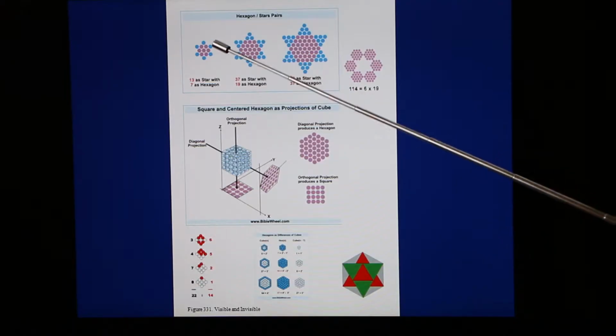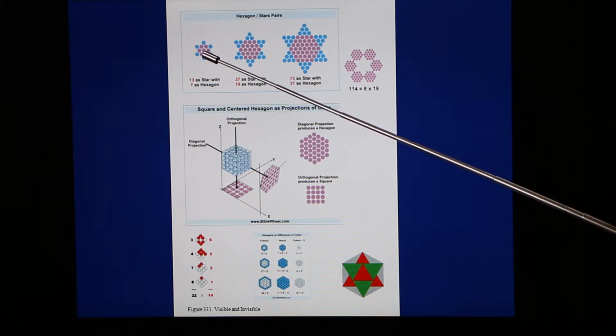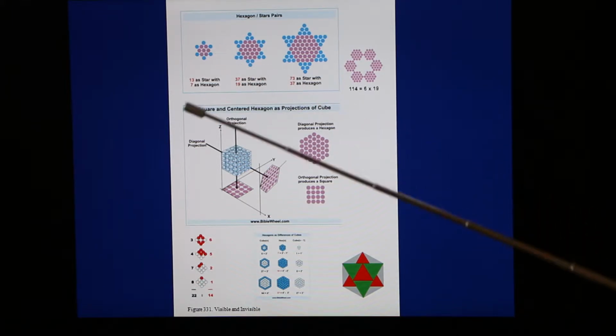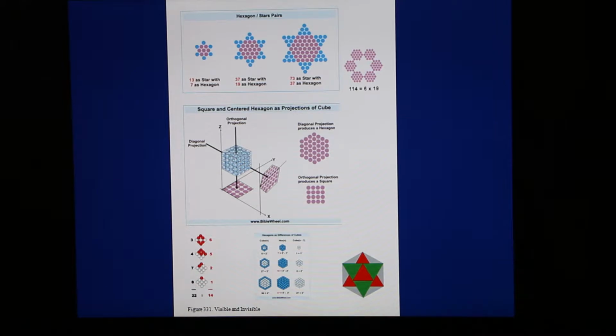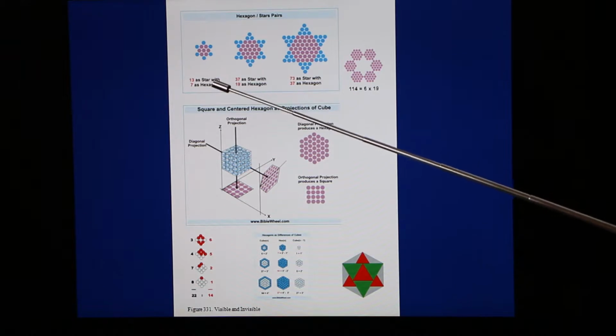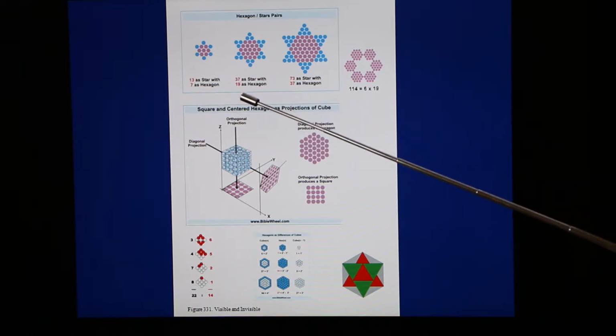But then you start to see very curious combinations. That is to say, I can take a hexagon of 7, so 1 plus 6 hexagons together, or circles together, and then I can add another 6, and 7 and 6 gives me 13.